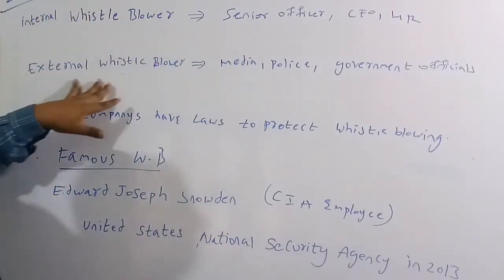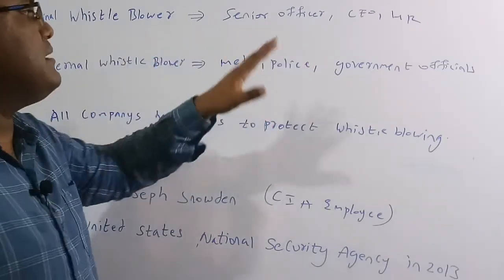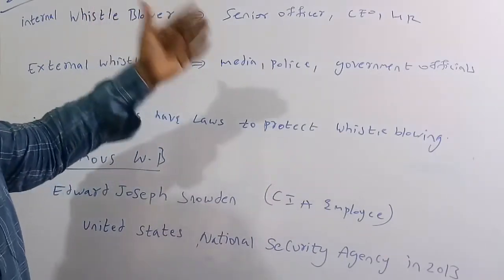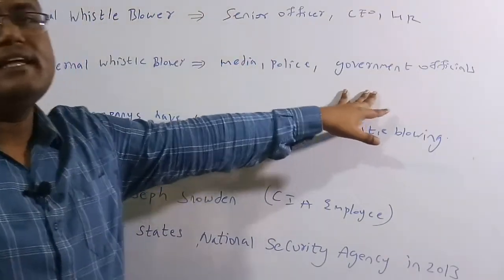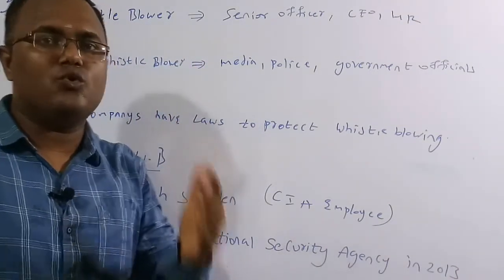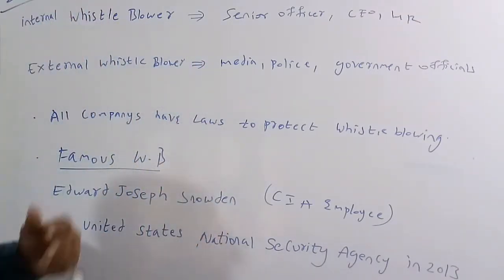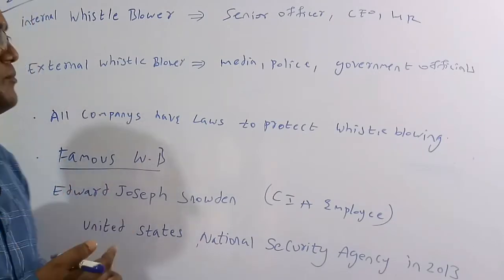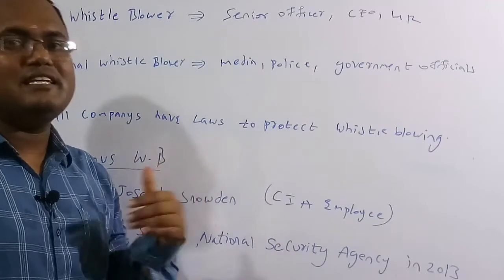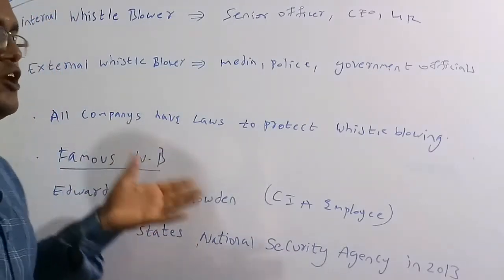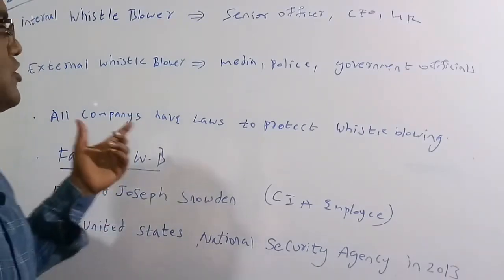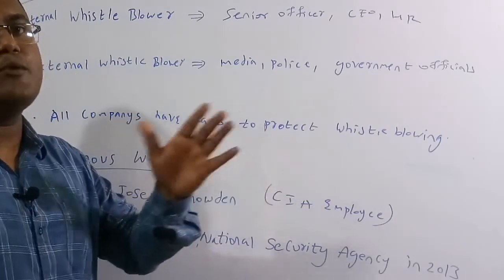But if the same person tells external people like the media, police and government officials that something wrong is happening in a company, then he is said to be an external whistleblower. Each and every company will have its own policy regarding whistleblowing, how to do the process. Suppose he doesn't do the whistleblowing in a proper manner and there are no policies, then he can lose his job. So all these laws are going to protect whistleblowing done in a proper manner, and also how to treat people regarding mistreatment.